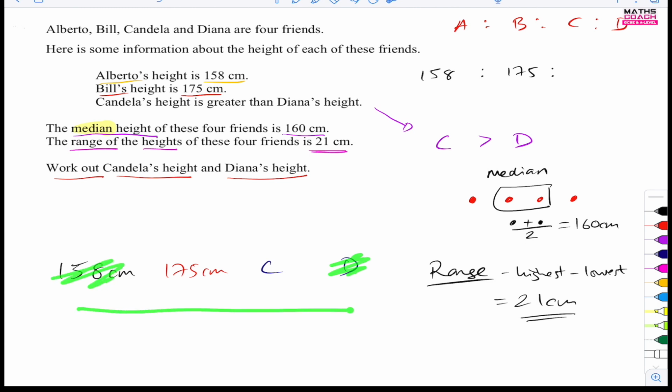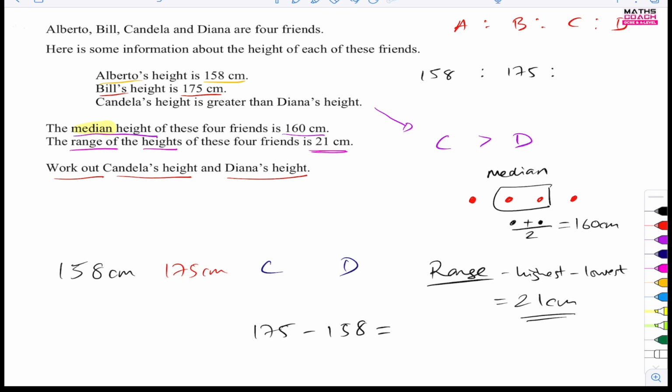And by the way, I'm not saying that these are the highest values and lowest values. I don't know the order yet. We know that it has to equal 21. We have two values here. Let's see if 175 as the highest currently, take away 158, what it gives us.